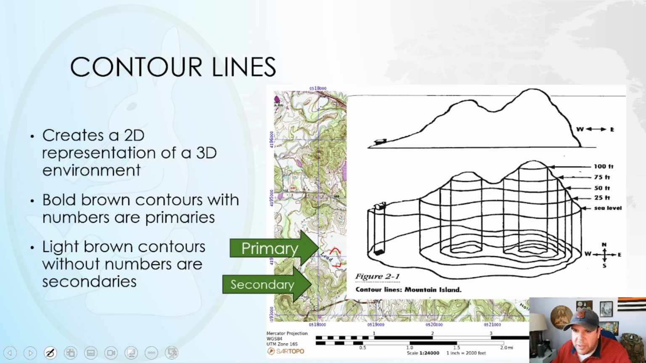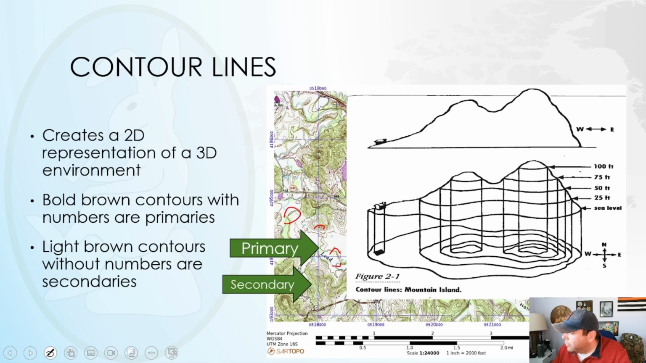We call those primaries, and their usefulness is that if we're trying to navigate and understand what's uphill and what's downhill, we find the next primary to determine which way it's going. So we have a 400 right here. Over here, we have a 450. That means we're going uphill by following these contour lines. We can also determine from here that the spacing between these is 50 feet. There's a 50-foot difference between this one and this one.